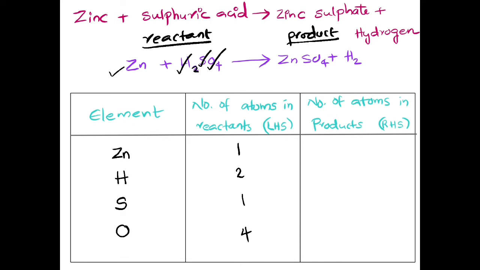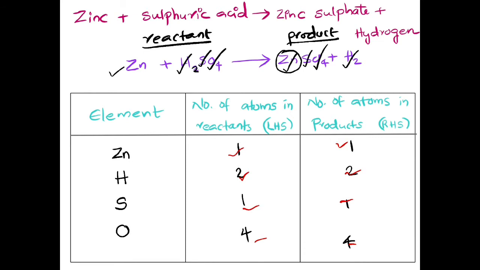And in the product side, when we look, there is 1 zinc, so we will be writing 1. And sulfur is 1, so in sulfur we will be writing 1. And there are 4 oxygen and hydrogen is also 2. Here the number of atoms in reactants and products is equal: 1, 1, 2, 2, 1, 1, 4, 4. So this type of equation is called a balanced chemical equation.